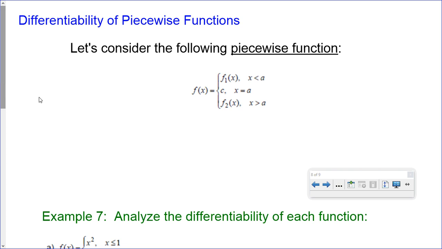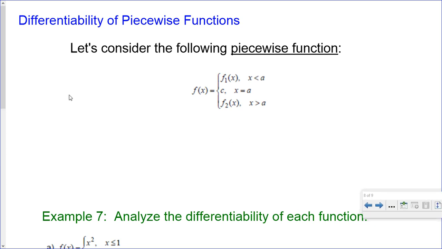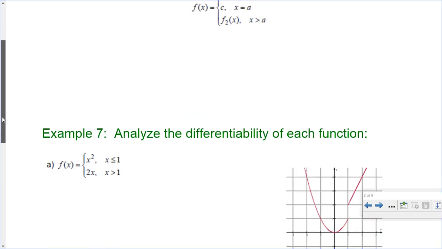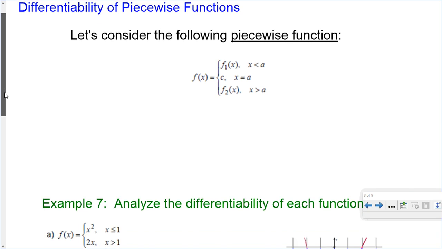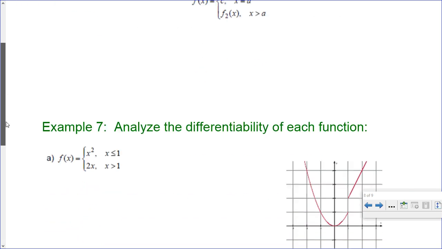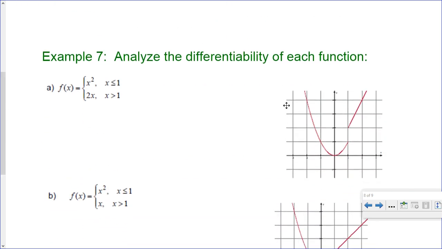So we're going to do one more example here, and it involves a piecewise function. Okay, so here's the situation. Let's consider these piecewise functions in order to talk about differentiability of each. All right, so let's get rolling here. Here's our function. I've graphed it as well, too.